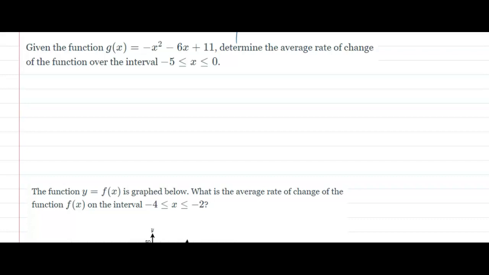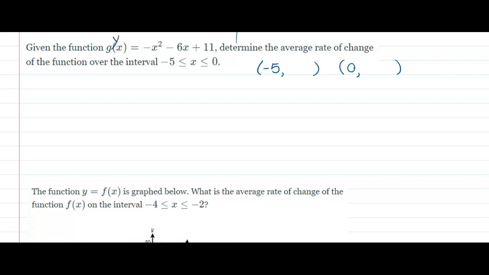They literally are saying from -5 to 0 for the x's. So we know the x's that we're talking about because it's right here. But what we don't know are the y values. But we have a function. So think back to how we can figure out the y value.